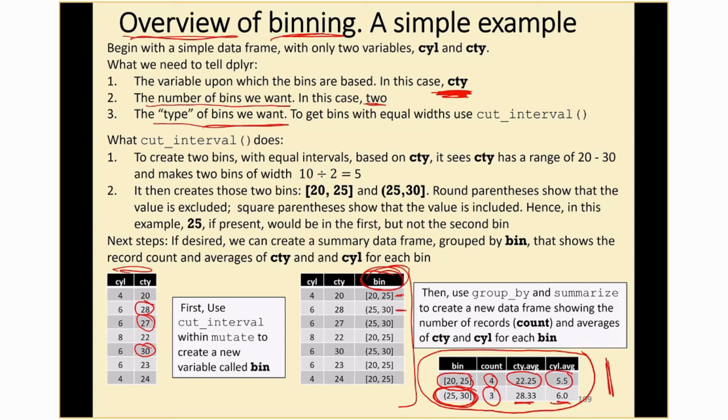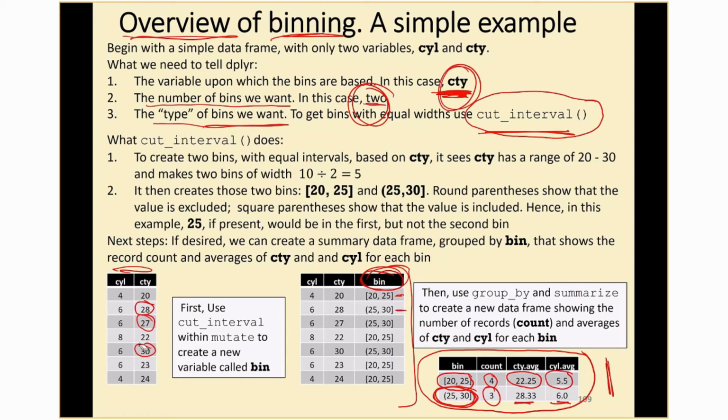Well, in terms of the type of bin, we want bins of equal width. And so we're going to get bins of equal width by the choice of the function we use to create those new bins. And we're going to use the cut interval function, and that will give us bins of equal width. And then we tell R we want 2 bins of equal width based on city mileage.